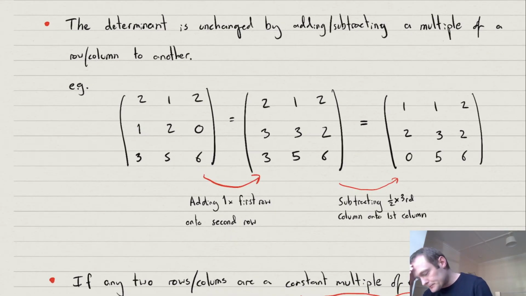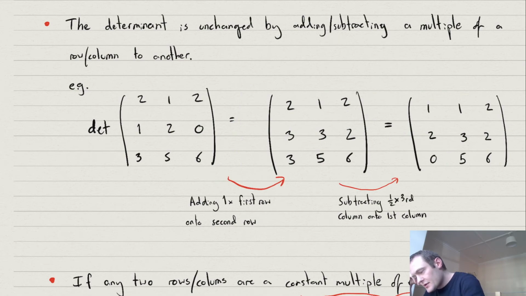So here's an example. If I've started off with this determinant, and in the original matrix I add on 1 times the first row onto the second row, this would mean a 2 is added to here, making it 3, a 1 is added to there, making it 3, and 2 adds to 0, making it 2, so I get 3, 3, 3 in the middle row. And then that determinant should equal the first one.